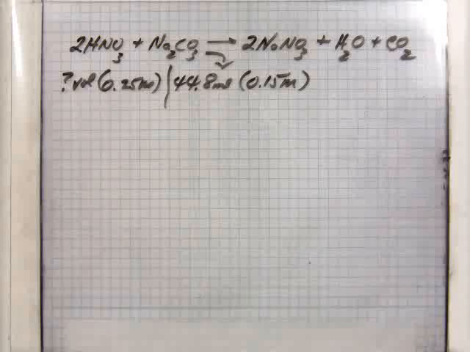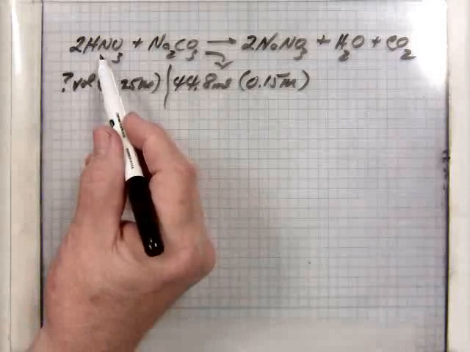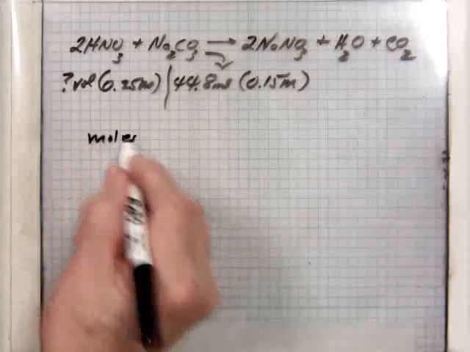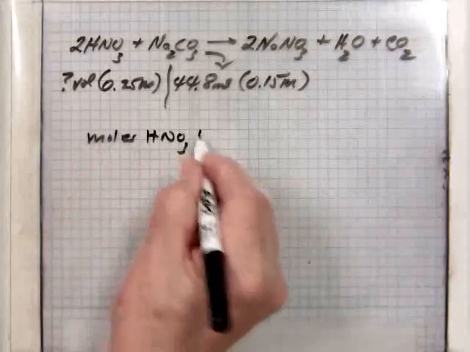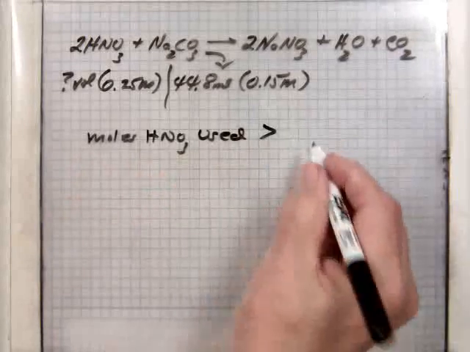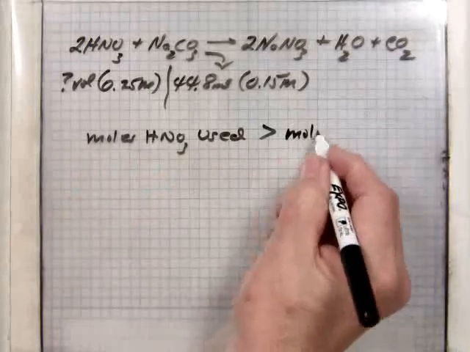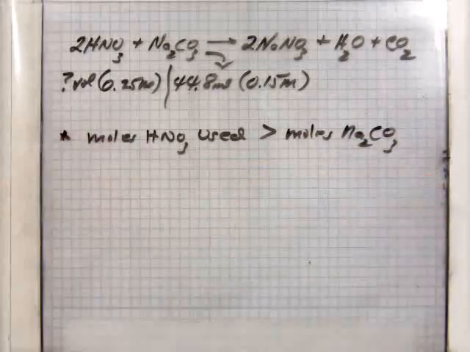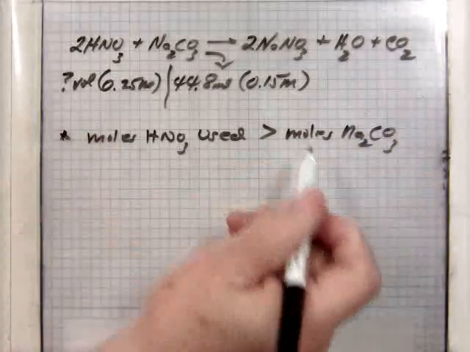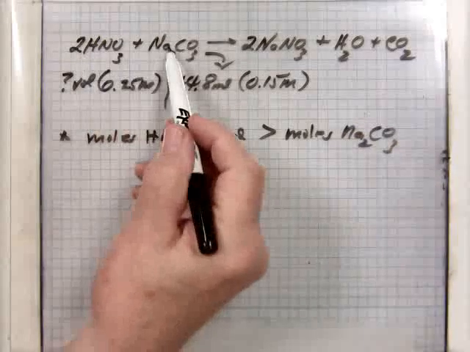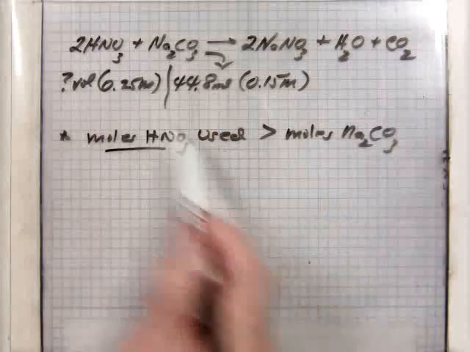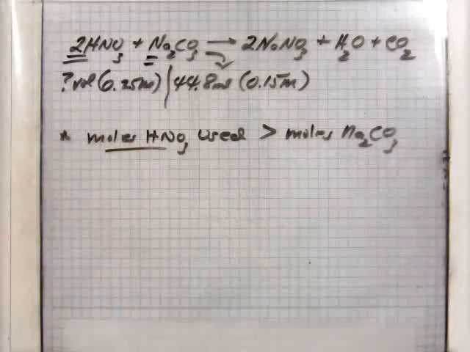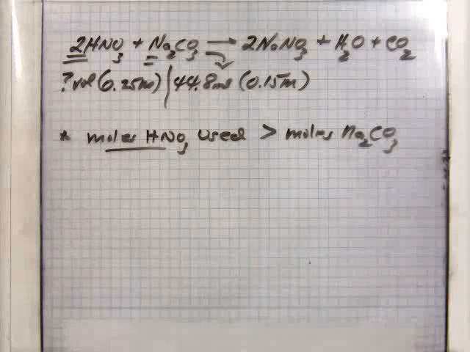2-to-1. So what can we say about the moles of nitric acid? So moles of HNO3 used is greater than the moles of Na2CO3. You agree with that? Everybody, look at this statement, please. From the equation, the moles of nitric acid is greater than the moles of sodium carbonate in the equation. Yes? That's pretty easy to see.